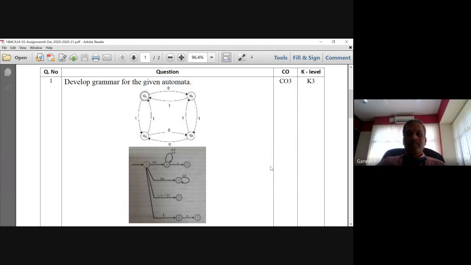Okay, next option. After 0, I may get 1, then I may get another 0, then I may get a sequence of ones. That is also possible. Or 0, 1, 0, 1. A combination like that is also fine. So these are the 4 options available for us for the grammar to be used here.